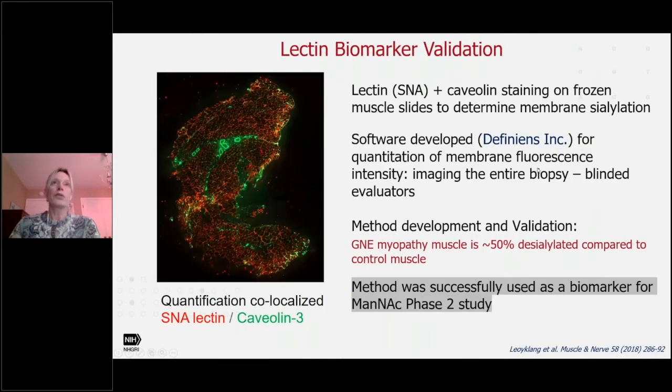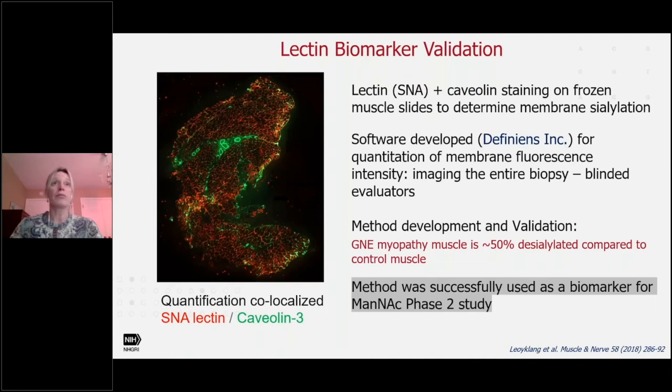So we wanted to use this biomarker in our phase 2 study for ManNAc in patients with GNE myopathy. However, to use such a marker, you need to validate it. You need to show that an independent, unbiased investigator can perform this test and get similar results. So we worked on this for a while and published the validation of this test.